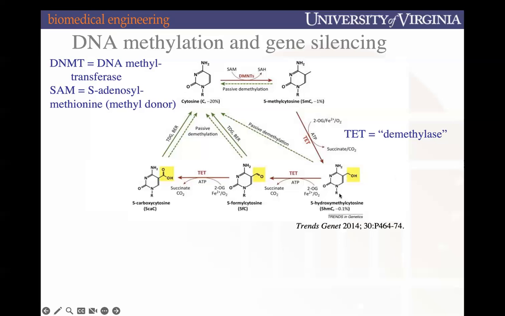And so there's going to be further modifications that eventually, using our base excision repair machinery, will get it back to a cytosine. And what I should say is that the substrate that's the methyl donor when we go from cytosine to 5-methylcytosine is called SAM, S-adenosyl methionine. That's the methyl donor that DNA methyltransferase uses to add on the methyl group to cytosine.